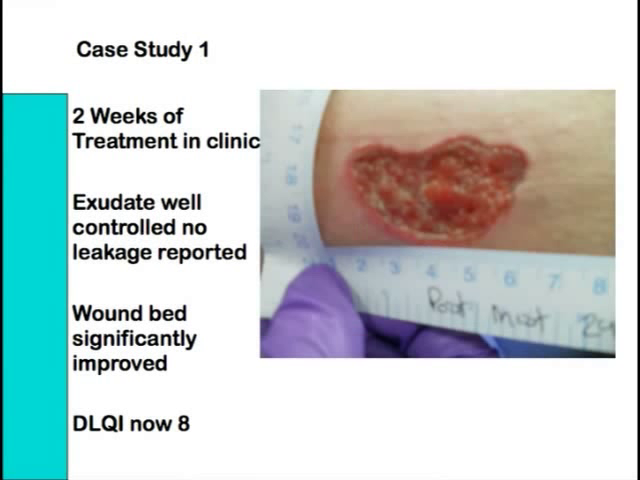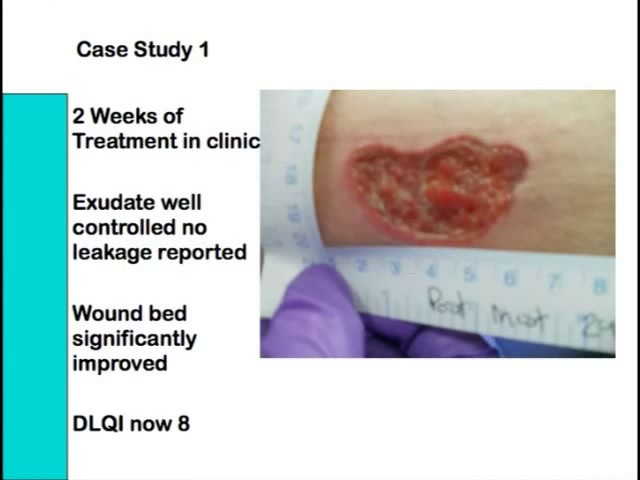Certainly when we get a high score, we ask them what is the issue that bothers them most with their treatment. 2 weeks into treatment, as we can see now, the exudate is much, much better controlled. The wound has been debrided well. We did use a different method to debride rather than just the dressing itself. Controlled, no leakage is now being reported by the patient.